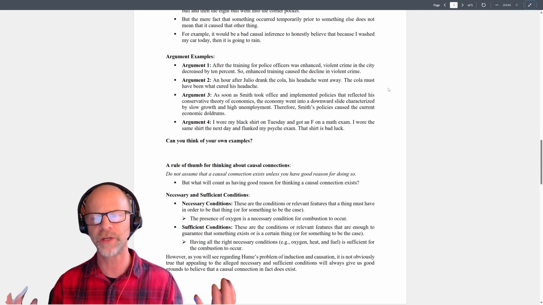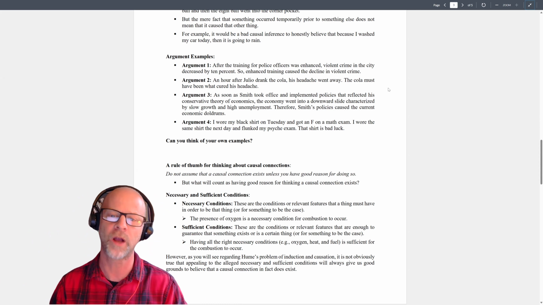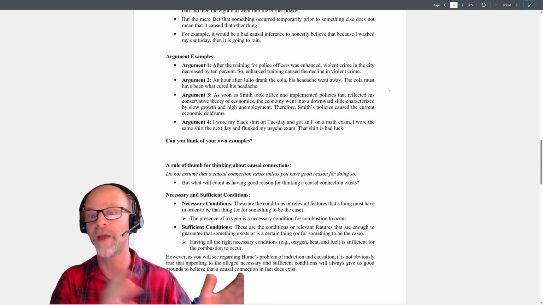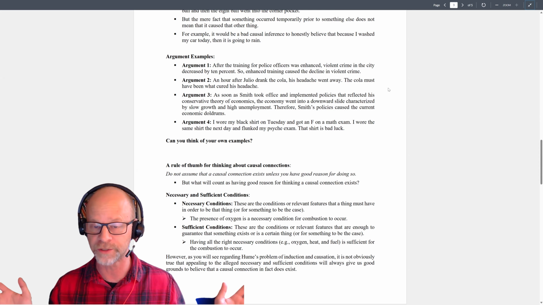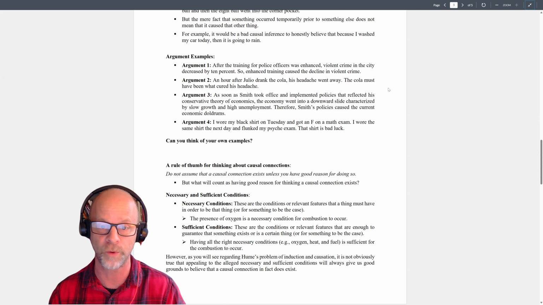But the mere fact that you drink the cola doesn't necessarily mean that that's what caused the headache to go away. The mere fact that it came first and then the headache went away. Maybe you also took some Tylenol or some Advil, and that's actually what made the headache go away.